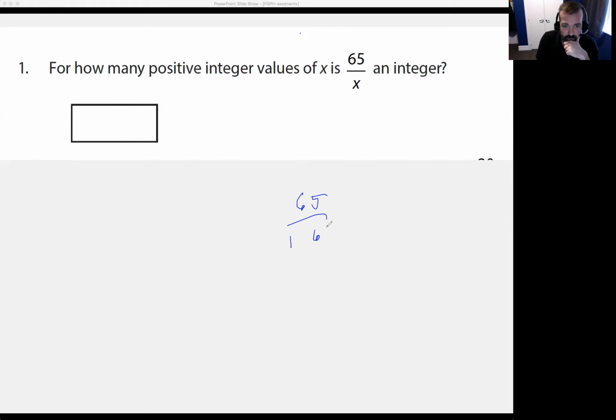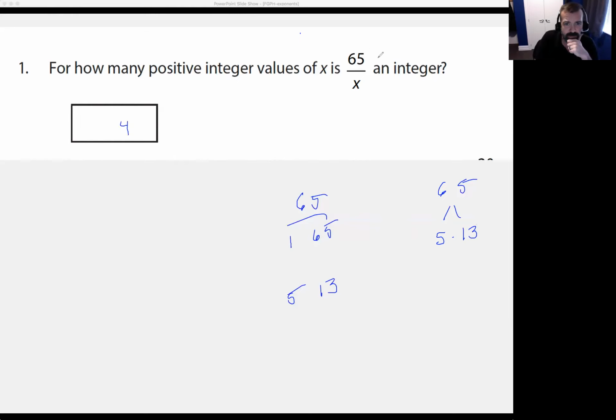So you can rock out 1 over 65, 2, no. What about 5 and 13? I think it ends up being 4 here. If you want, you can break out 65 into its prime factors, and that will help you out. So 65 is 5 times 13. So how many prime factors? 2. How many factors? 4.